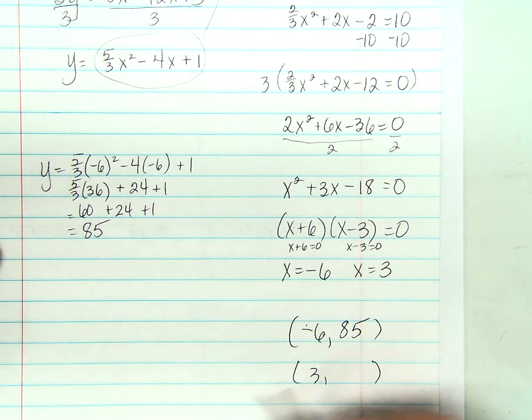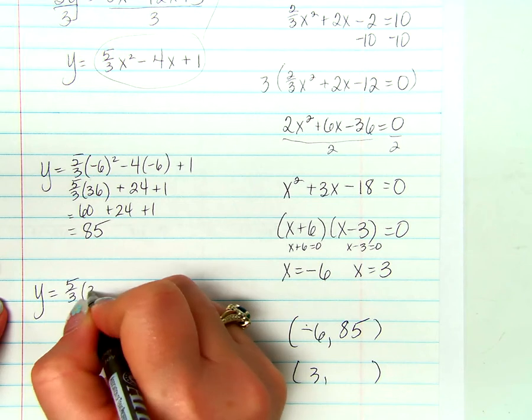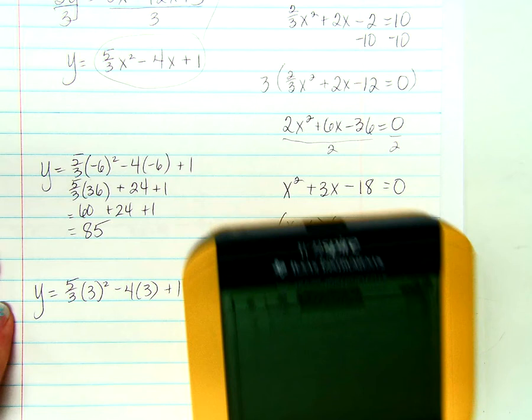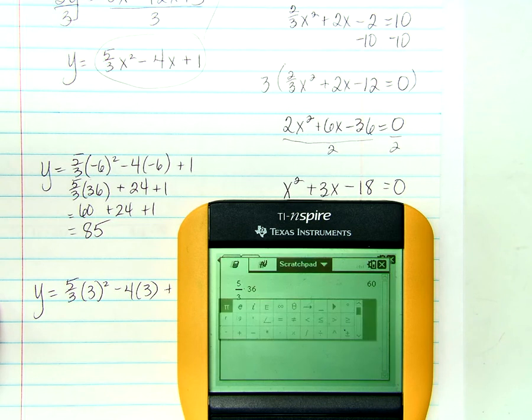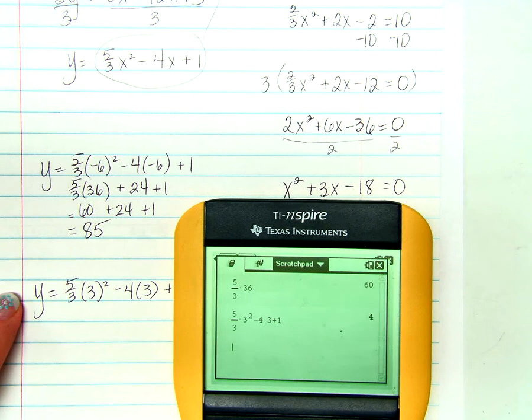Okay, good. So now I have to do it again, but this time with 3. So 5/3 times 3 squared minus 4 times 3 plus 1. And look, we're doing it the hard way, aren't we? We're doing it the way we would do it if we didn't have a calculator. Remember, we have a calculator, and we can actually do 5/3 times 3 squared minus 4 times 3 plus 1. Oh look, it's 4.